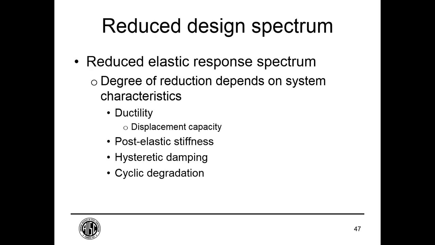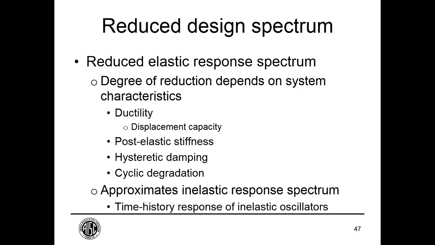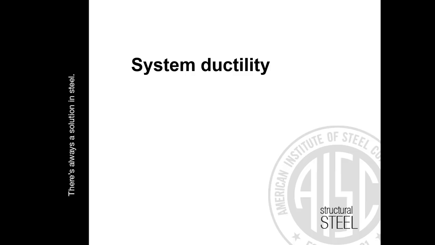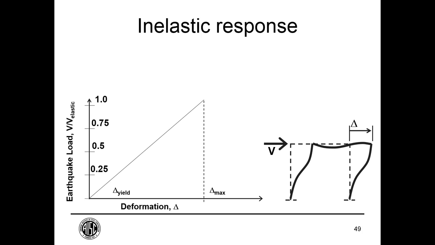So in many respects, the R factor is an overall estimate of the ductility and quality of the system and how much we can rely on that system for integrity of our lateral system at large displacements. And using an R factor with an elastic spectrum approximates what happens if we did a response spectrum using inelastic oscillators. Let's talk about system ductility.